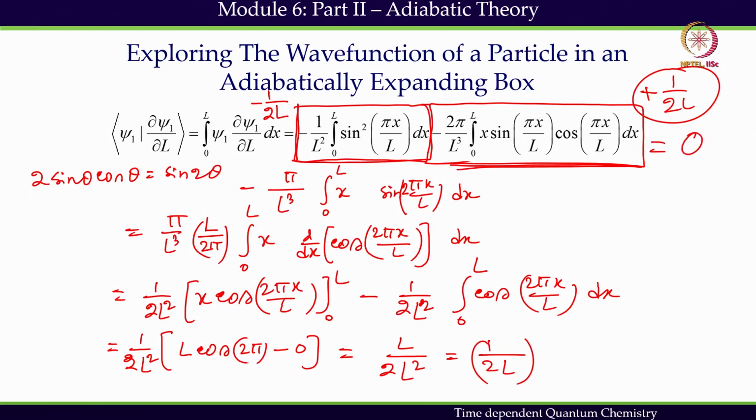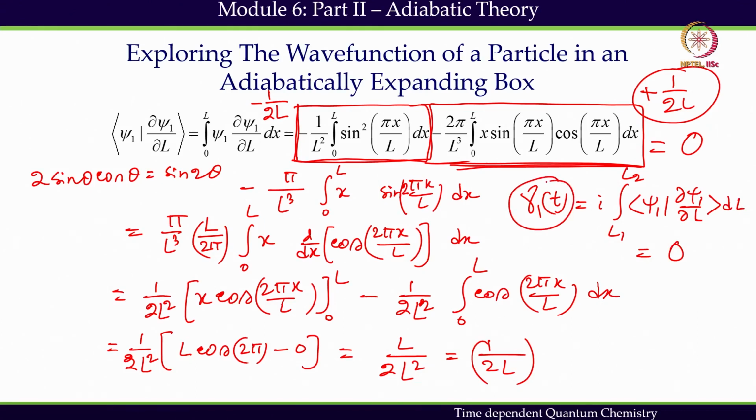And if this integration is becoming 0, then gamma 1 at time t, given by the integral from 0 to L of psi 1 with respect to L, this part also becomes 0. So what we are seeing here is that the geometric phase becomes 0 for an expanding box when the box is expanding from L1 to L2. But it is accumulating dynamical phase, but geometric phase becomes 0.